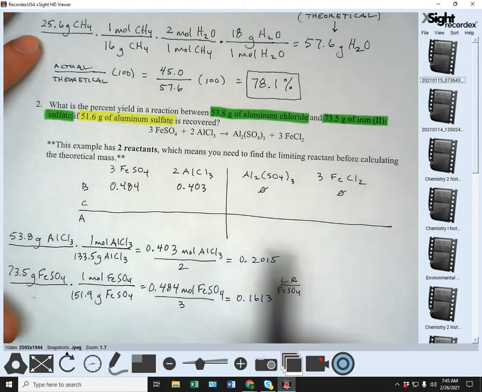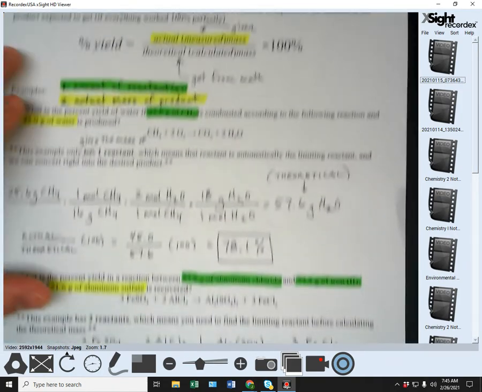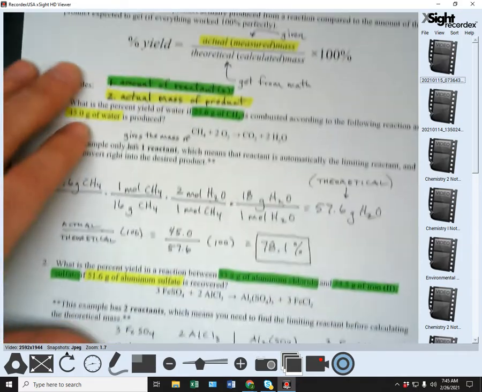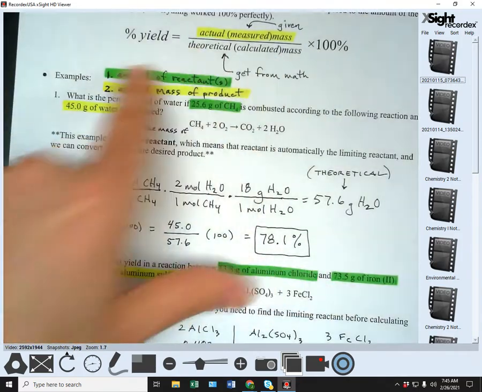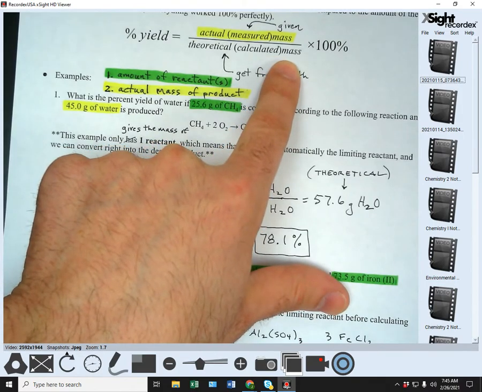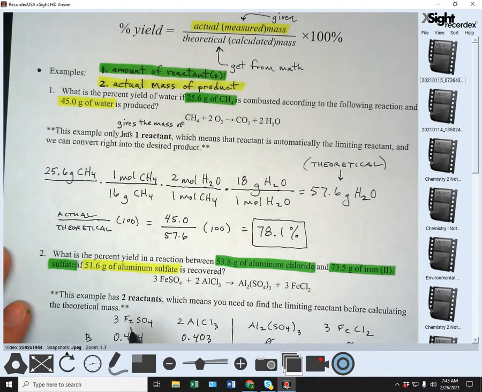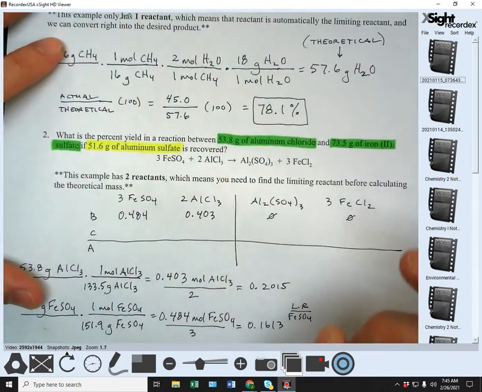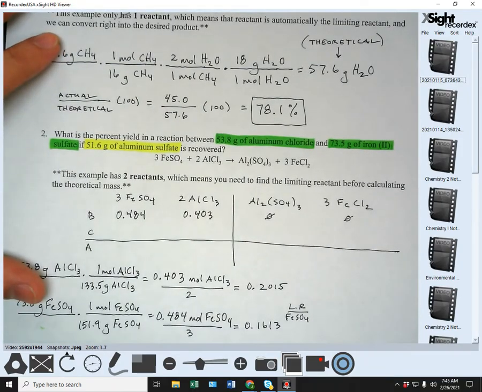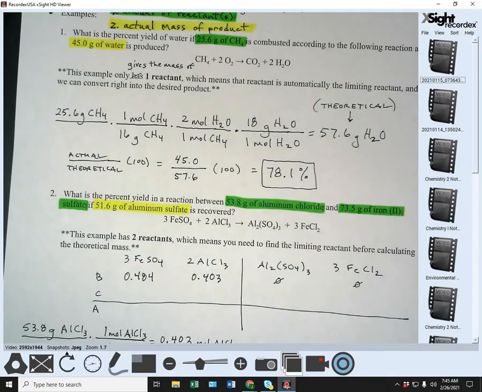Okay. Now, if we look at this, we need to do the percent yield problem. We need to find the theoretical mass. The mass of the aluminum sulfate that should be made if everything works 100% perfectly, right? So if we're looking, I guess I am going to highlight.